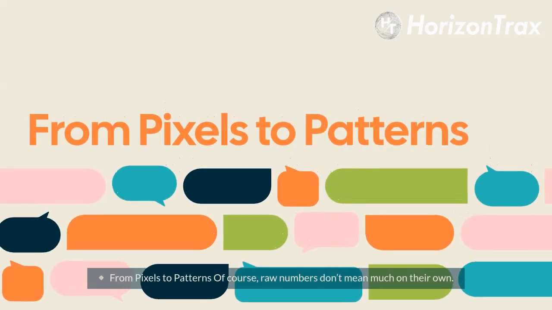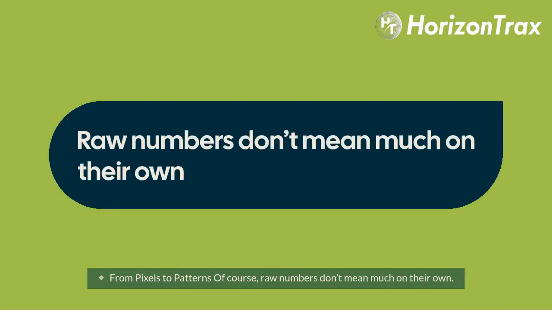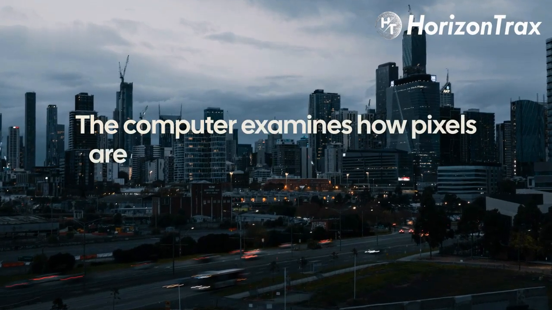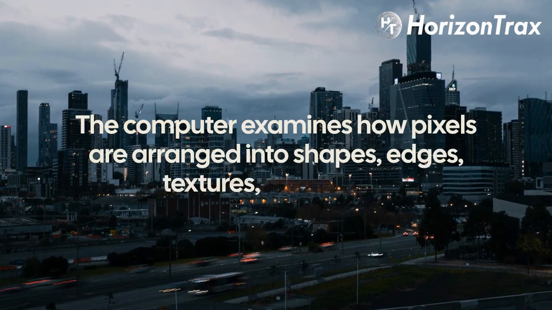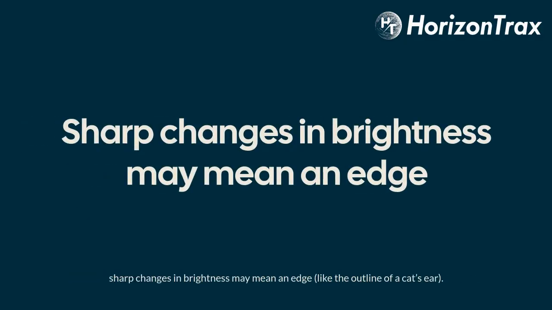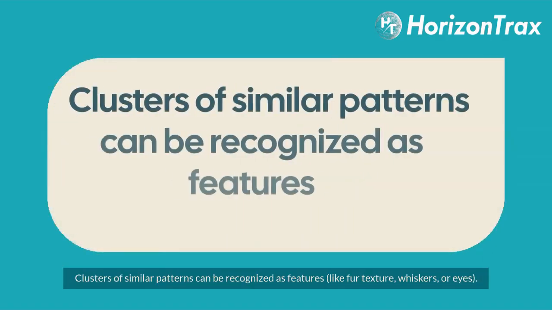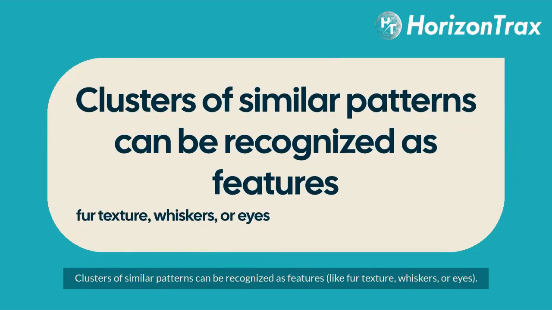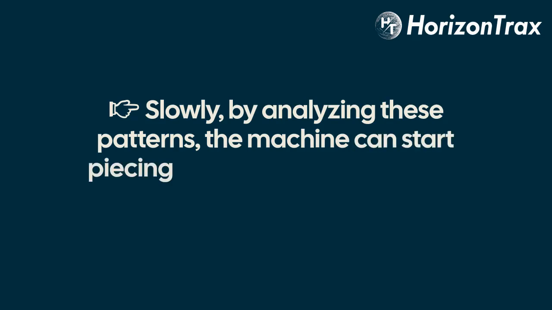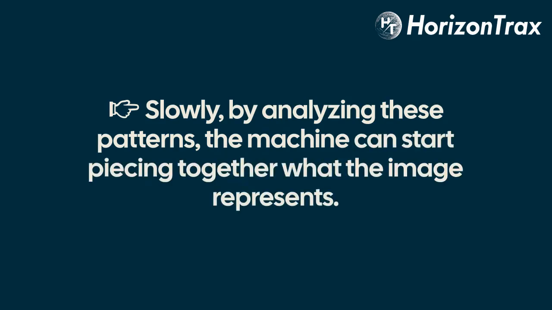From pixels to patterns. Of course, raw numbers don't mean much on their own. This is where algorithms come in. The computer examines how pixels are arranged into shapes, edges, textures, and colors. For example, sharp changes in brightness may mean an edge, like the outline of a cat's ear. Clusters of similar patterns can be recognized as features, like fur texture, whiskers, or eyes. Slowly, by analyzing these patterns, the machine can start piecing together what the image represents.